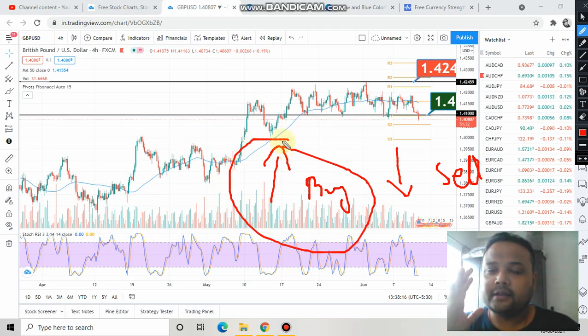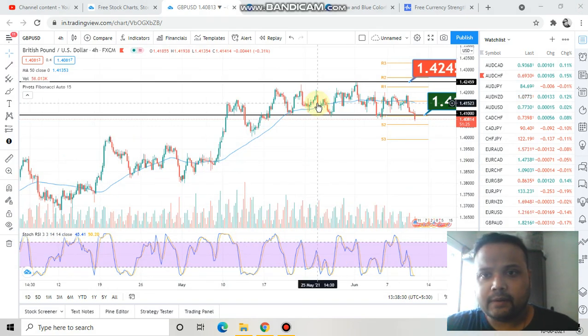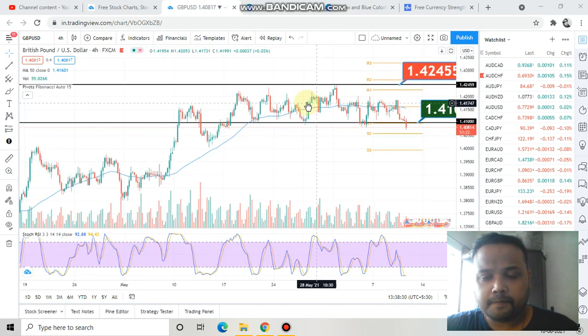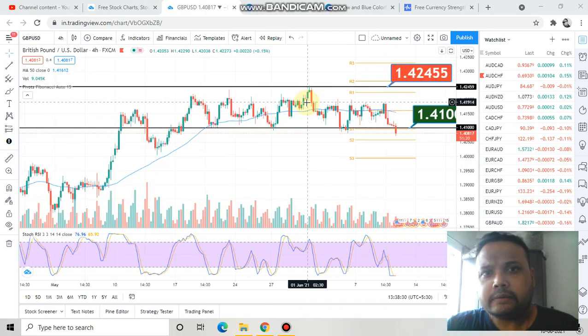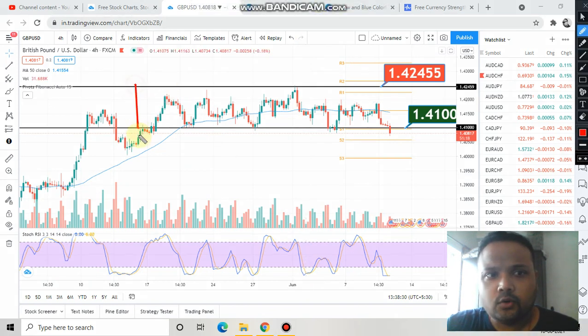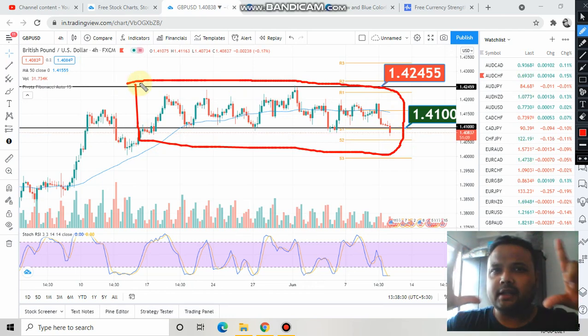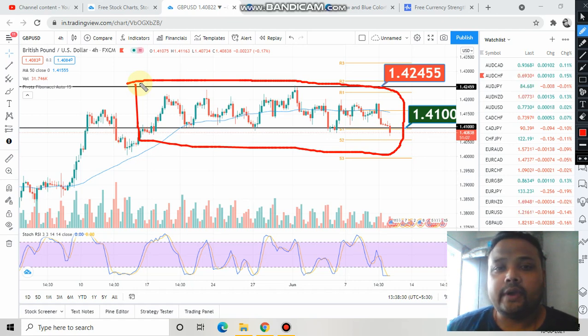And we can see that yes, GBP USD is in an overall uptrend. As I've already discussed in my previous videos, no doubt the market is in an uptrend. But if we just look at this particular portion, then we can easily see that the market is trading in a tight range, rather in a very narrow range. And we also got plenty of opportunities to make money from the market when the market bounced from these particular support levels.